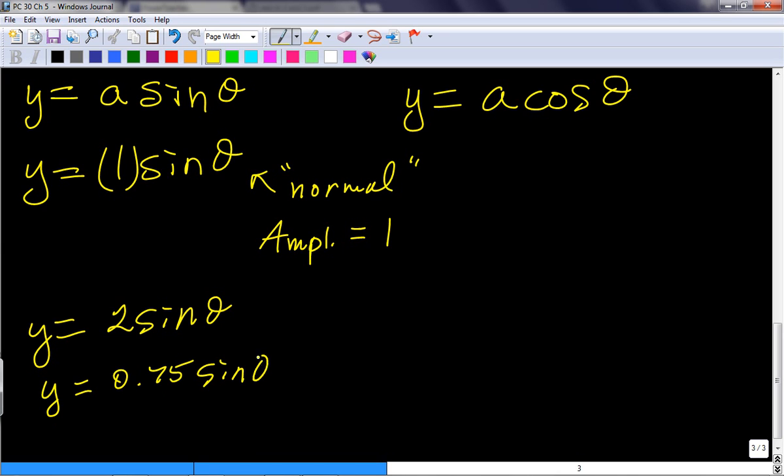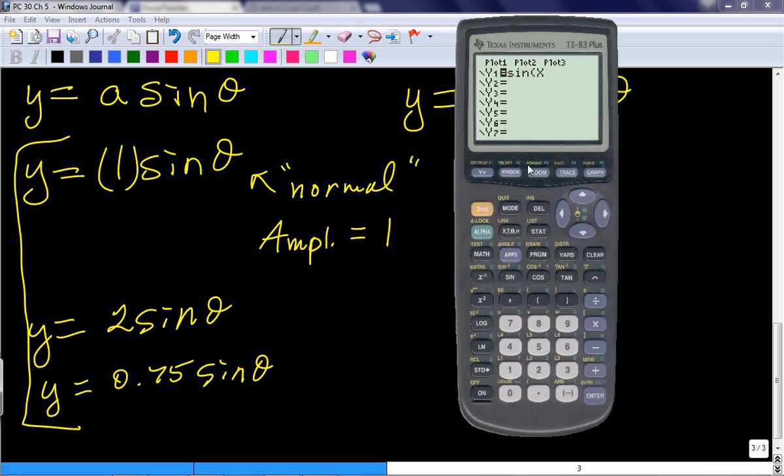And I want you to graph these as well down here, these two. And you can graph all 3 of these together so that you can kind of see how they compare. All right, so just like I'm doing here, I'm going to do 2 sine theta. And I'm going to do 0.75 sine theta. And so there's your original one. Here's the 2 sine theta. And there's the 0.75 sine theta.